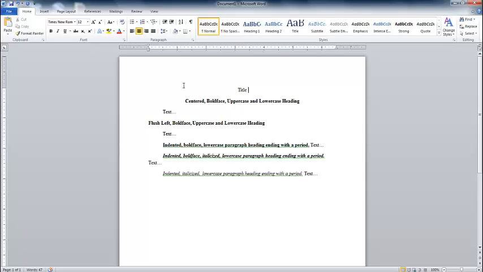So that is how to make headers in APA style.